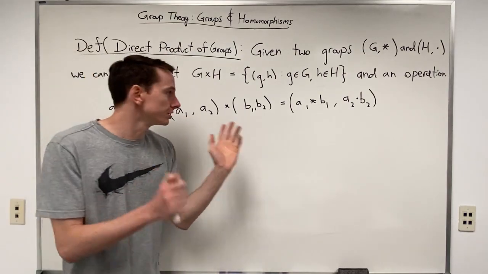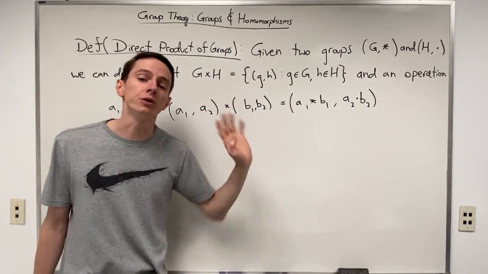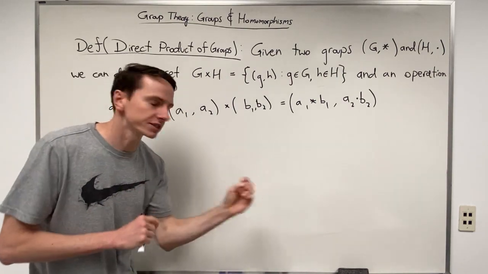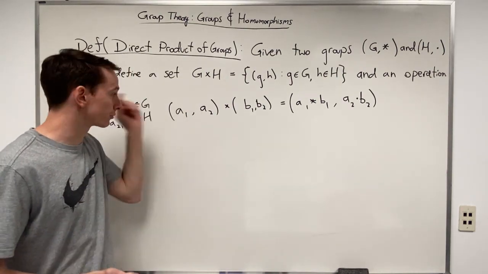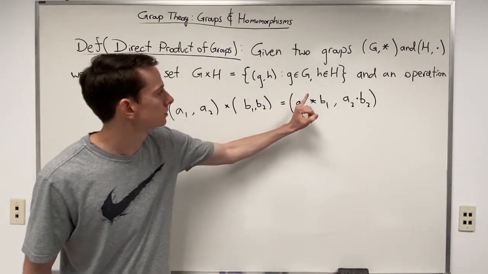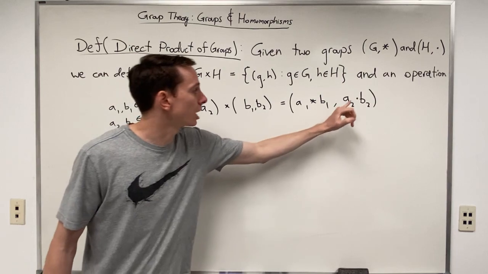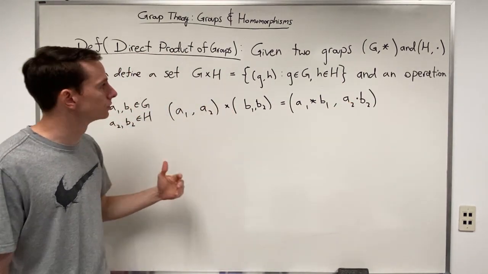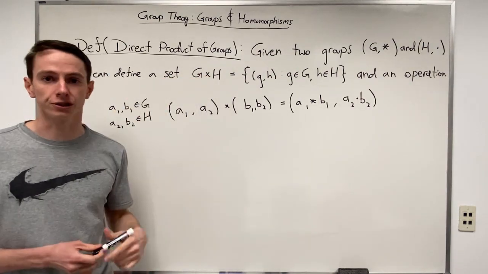And again, because these are two general groups, G and H, they don't need to have the same binary operation. So that's why we're being very, very precise here when differentiating these. This is the operation from the first group, this is the operation from the second group, and the times is the binary operation associated with this resulting group, G cross H.